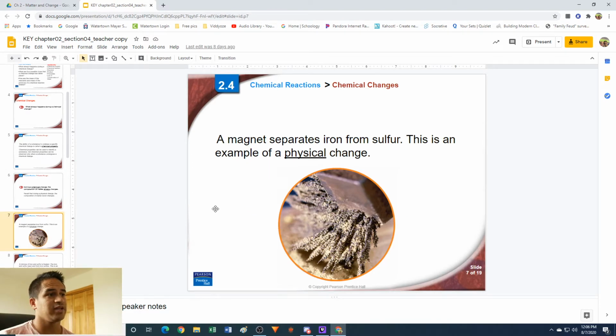Here's a picture of a magnet separating iron from sulfur. This is an example of a physical change. The iron filings and the sulfur powder can be separated out, no problem. And the iron and the sulfur are still the same stuff. We haven't changed them into new material.